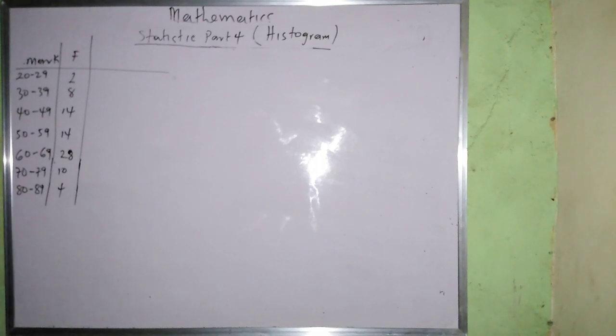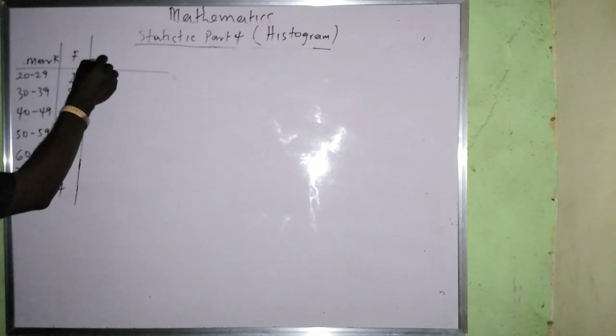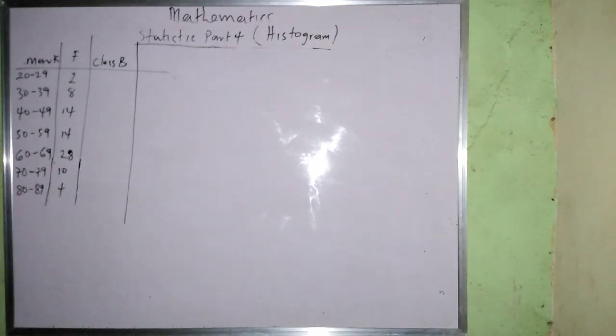Now, I want to use this for my histogram. I can't use this class mark for the histogram because there is no continuity. There is a break between 20 to 29 and 30 to 39. It means it does not continue. How do I make it continuous? I will now create my class boundary.